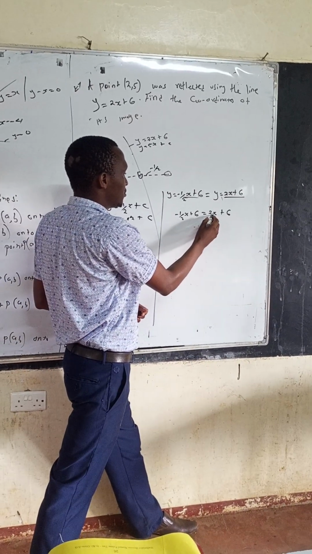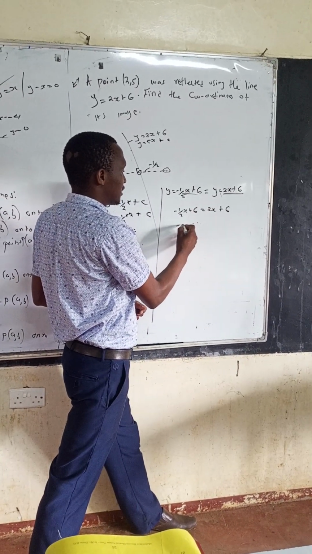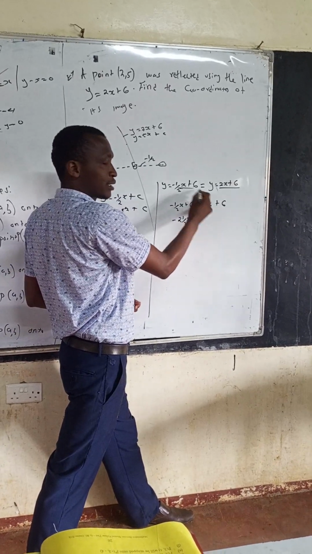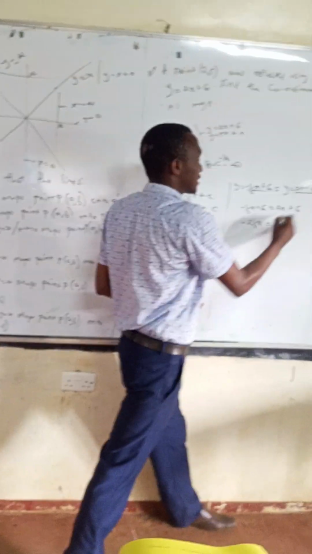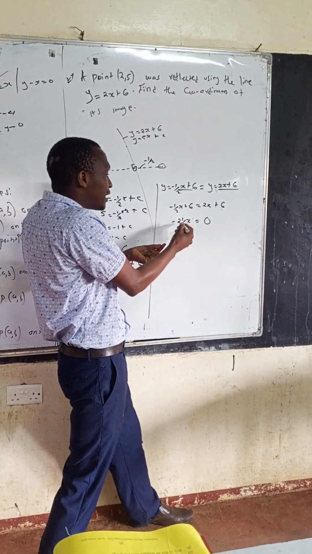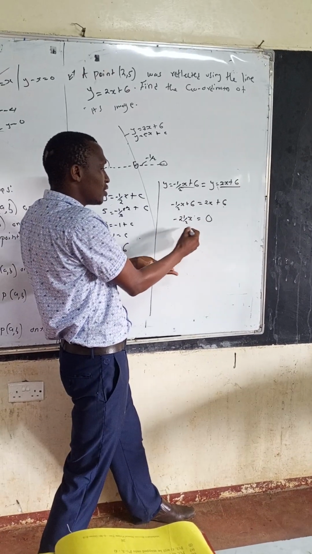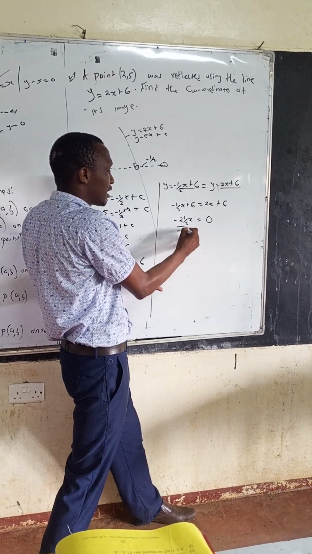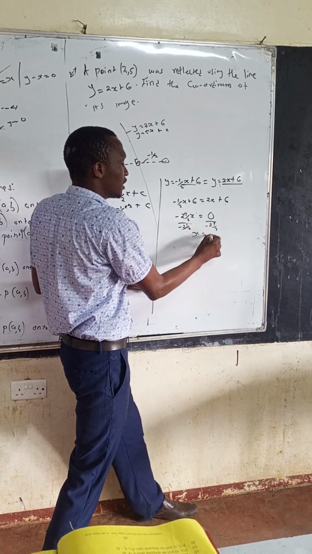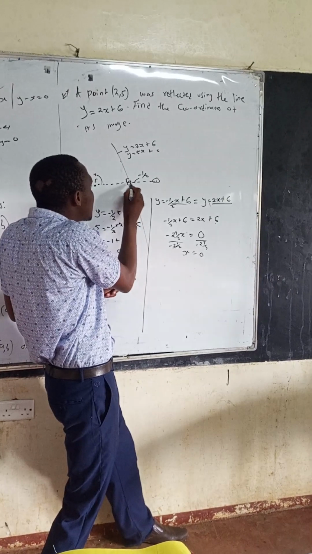From there, bringing 2x over, we get negative 2 and a half x equals 6 minus 6, which is equal to 0. So if negative 2 and a half x is 0, dividing both sides by negative 2 and a half, x is 0. So the x coordinate here is 0.